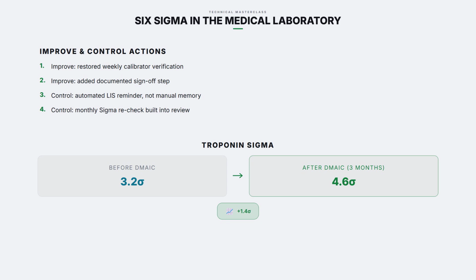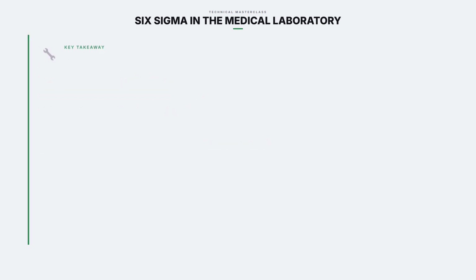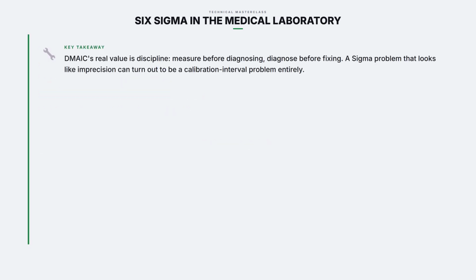3 months later, the same formula, same T, tells a different story. Sigma climbs from 3.2 to 4.6, crossing fully into the good tier. The pattern worth internalizing: DMAIC's value isn't the acronym, it's the discipline of measuring before diagnosing and diagnosing before fixing. A troponin sigma problem that looked like an imprecision issue turned out to be a calibration interval issue entirely.